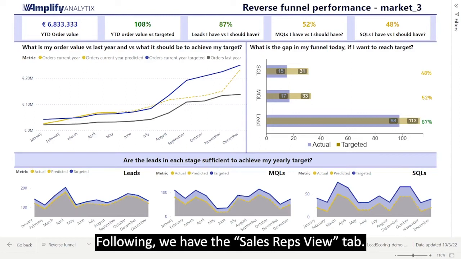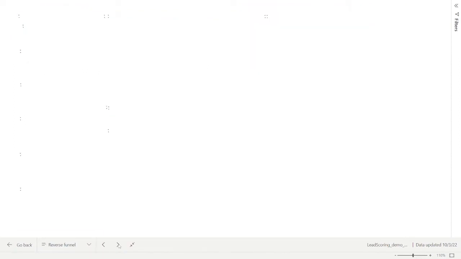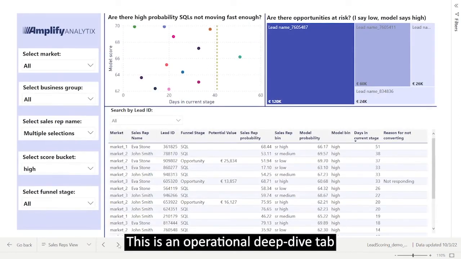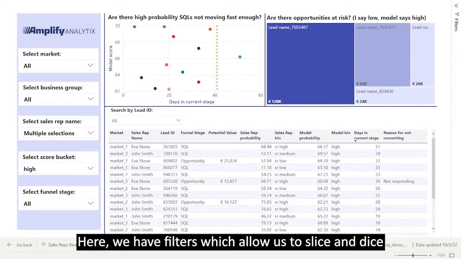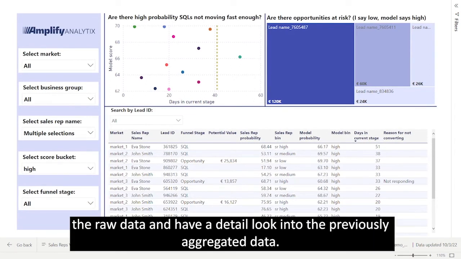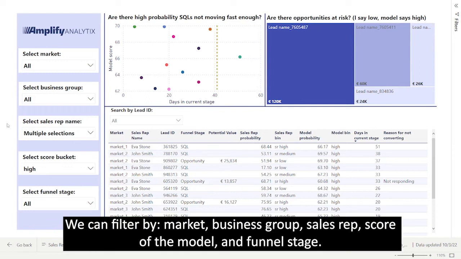Following, we have the Sales Reps View tab. This is an operational deep dive tab that should be used daily, weekly by sales and marketing. Here we have filters, which allow us to slice and dice the raw data and have a detailed look into the previously aggregated data. We can filter by market, business group, sales rep, score of the model, and funnel stage.